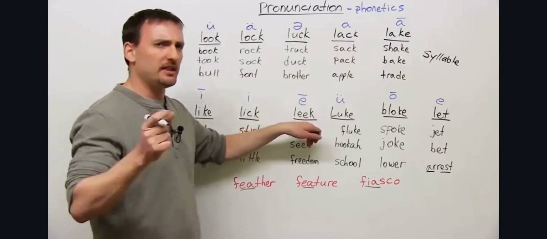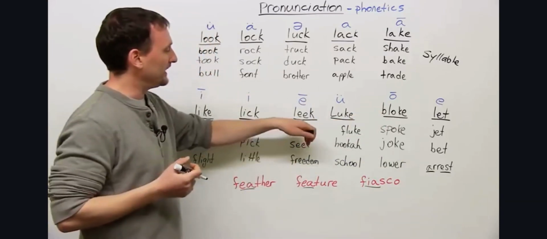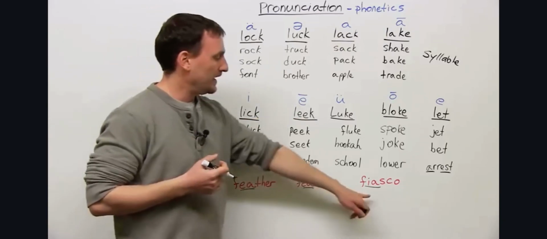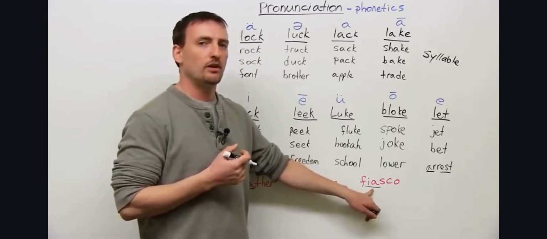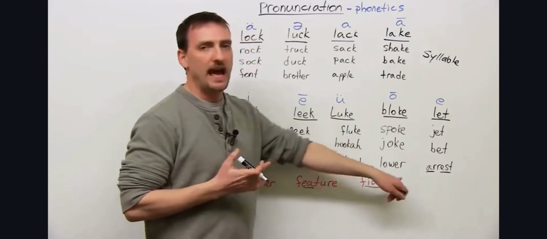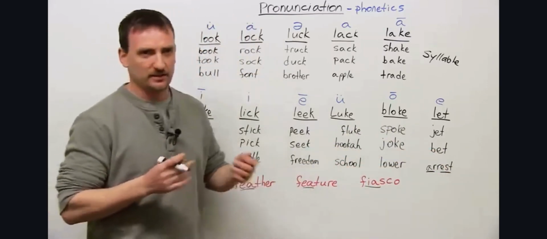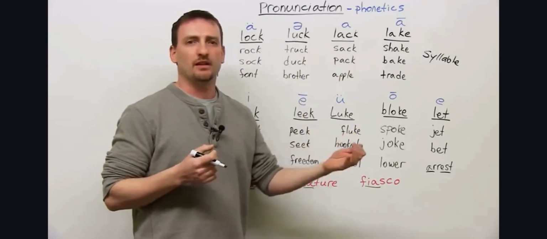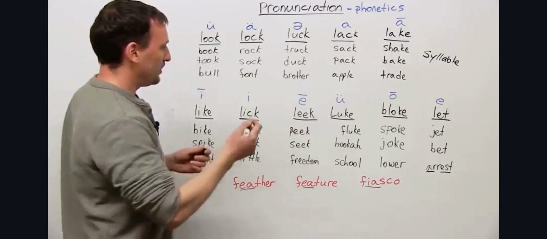Leek. Leek, by the way, is like the thick, long green onion. It's very delicious as well when you cook it nicely. Leek. E. Feature. Now this, you're thinking, fiasco? No, it's fiasco. Again, the E. Fiasco. 3 syllables. What is a fiasco? It's a big mess of a situation. The government tried to implement a new policy and it was a big fiasco. It was a disaster. Nobody bought into it. Okay? I'll give you another example.